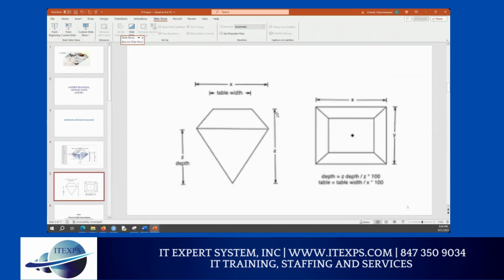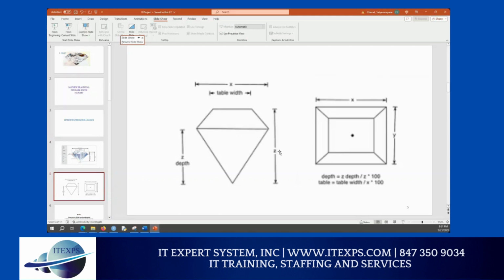G is the total height. So if total height varies, the price depends. One of the factors for the price of a diamond is this one. Oh, I see. So you're saying that if the Z value changed, the price changed. So you are seeing a strong correlation between Z versus price, and based on that, you're doing regression. Am I right? Yes.